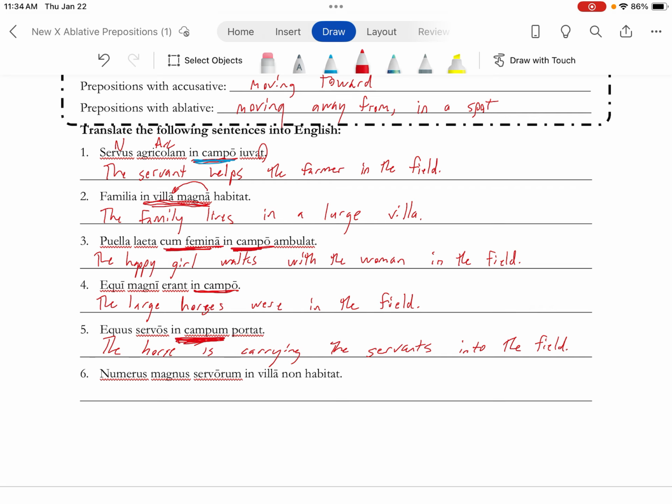And then our last sentence. In villā is our prepositional phrase. Numerus magnus servōrum in villā non habitat. So a large number of servants does not live in the villa.